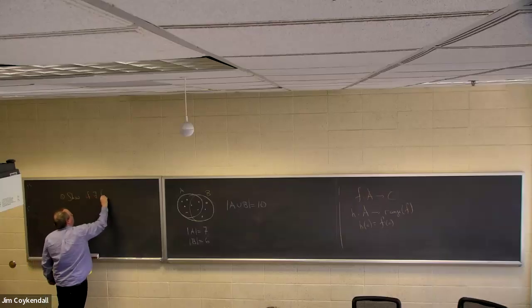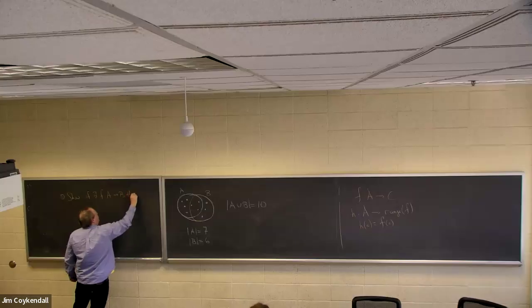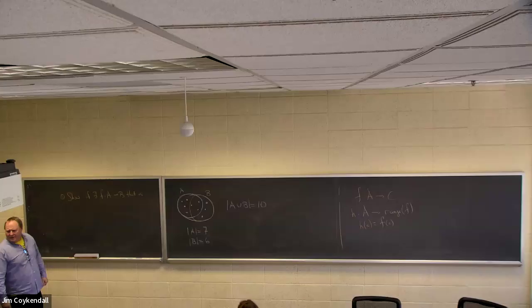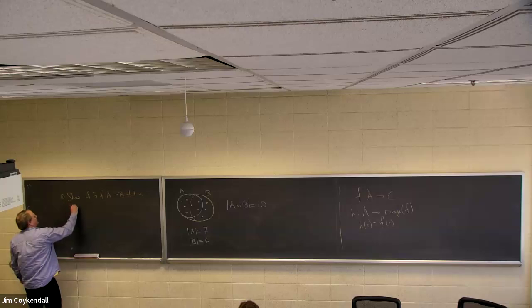Here it's F, A, B. Is this one to one? F from A to B is a function. So if F is 1 to 1, then we can find a function G from B to A that is one.